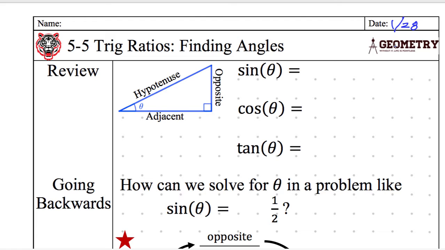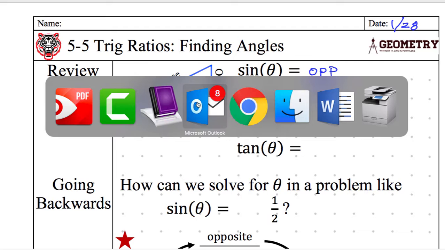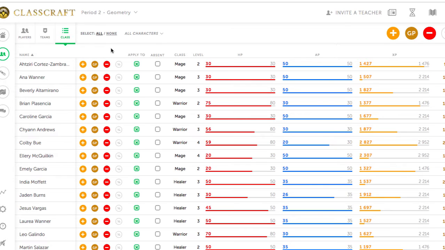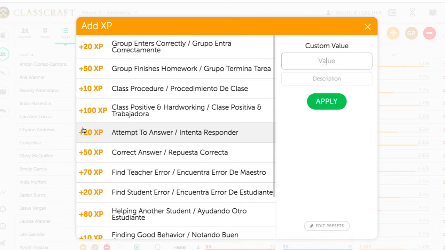Here we go. Our review. If I have this angle of reference, we'll call that theta, and I already gave you adjacent, opposite, and hypotenuse, what is sine? What ratio is sine? I should be seeing tons of hands, like half of the class. Cheyenne. It is indeed opposite over hypotenuse. Write it down. Make sure you have it in your notes.